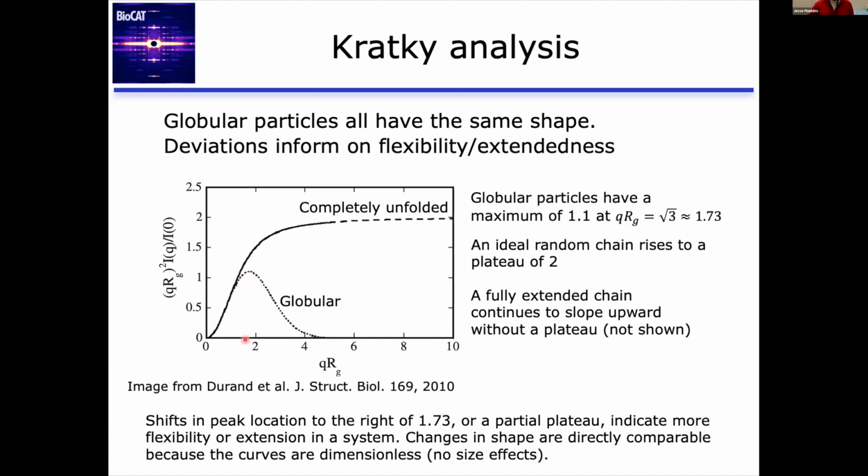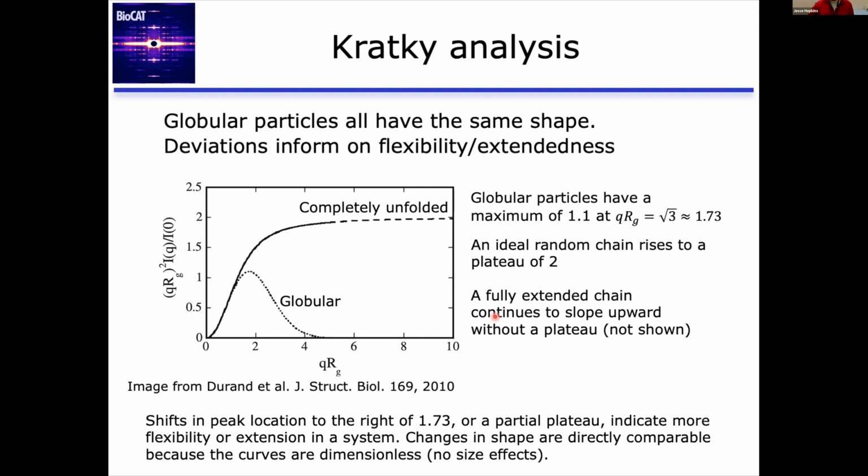So if your peak is moving up and to the right, or if this tail is coming up, that indicates flexibility and disorder, or extendedness, I should say. Something completely unfolded is going to come up and level out between 1 and 2. Ideal random chains are 2. Disordered things are between 1 and 2 usually. So you can use this to interpret in a semi-quantitative way. You can't put an exact number on it, but you can say, look, this is definitely more flexible and more extended. I'll talk more about how to do that in the talk on Friday when I go over more analysis for extended systems.